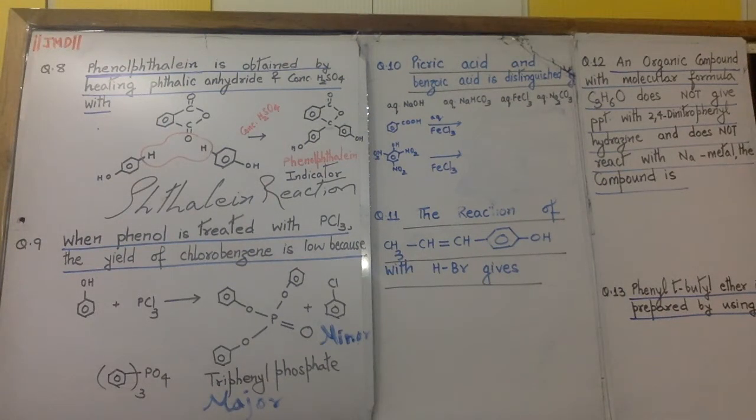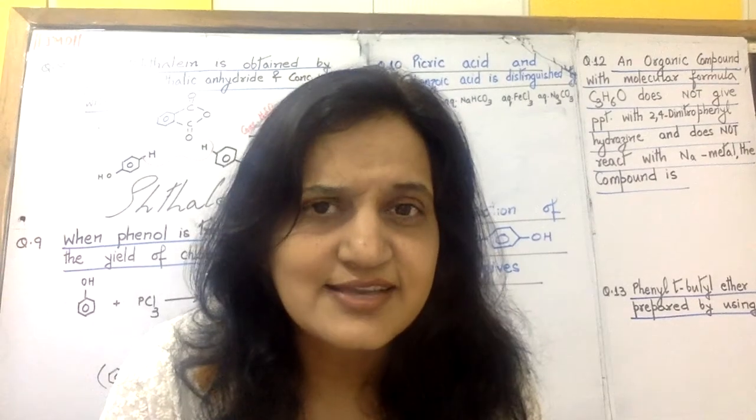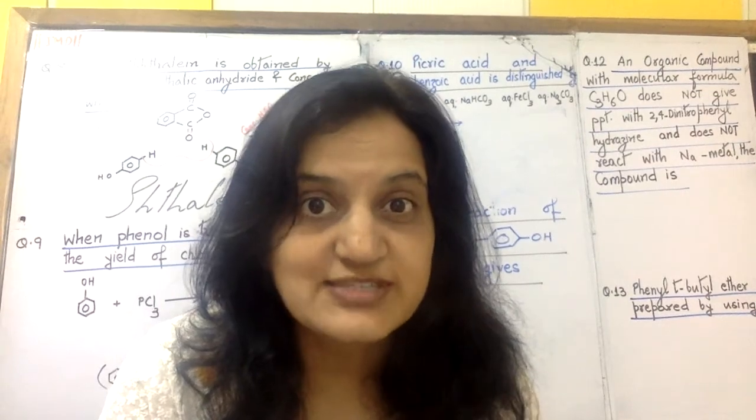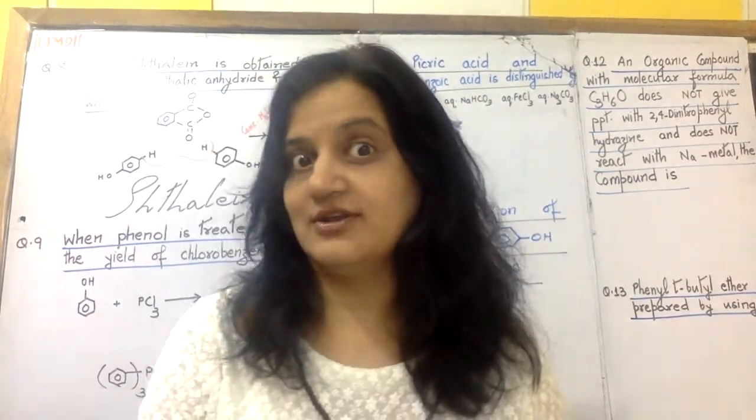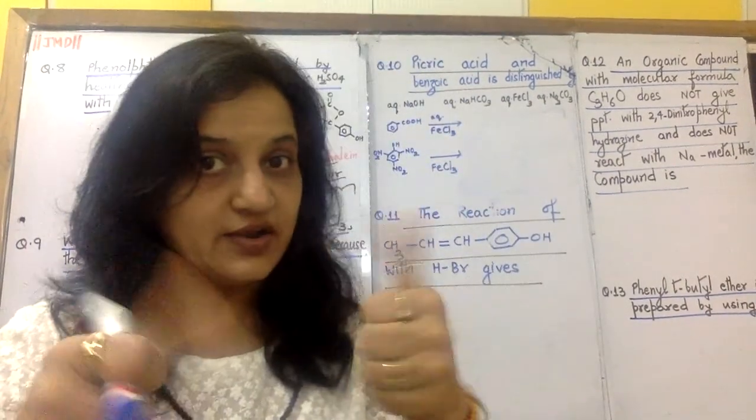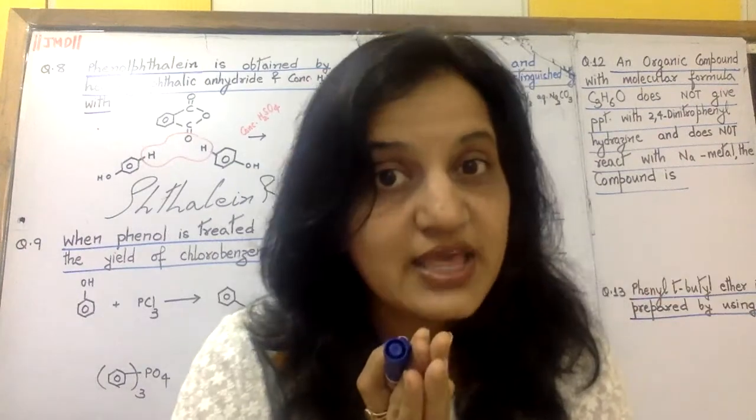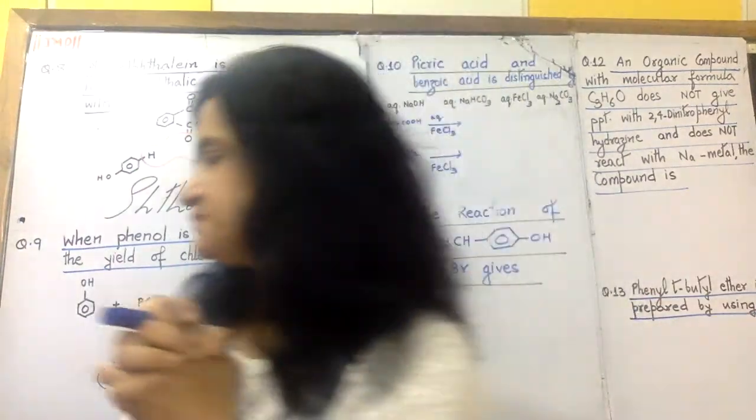Picric acid has a phenolic -OH group which reacts with aqueous FeCl3 to give a brown solution. You have learned this. The question was, give a chemical test to distinguish between alcohol and phenol. So the answer was: alcohol with aqueous FeCl3 gives no coloration, but phenol with aqueous FeCl3 gives violet coloration.